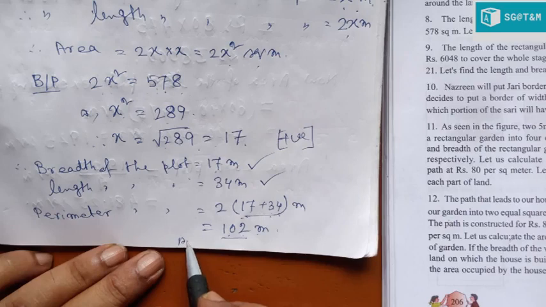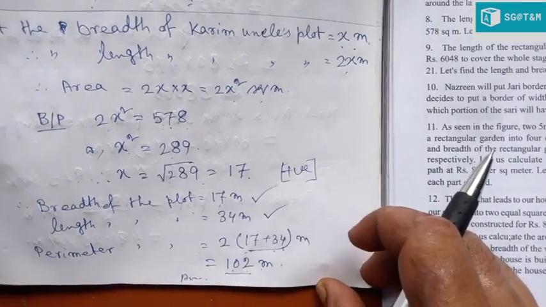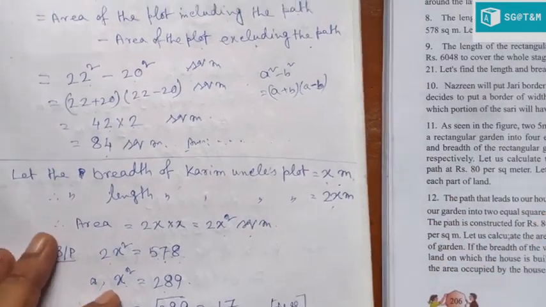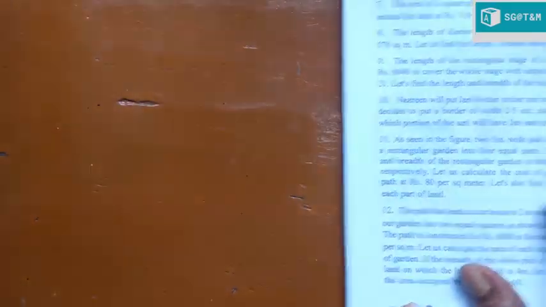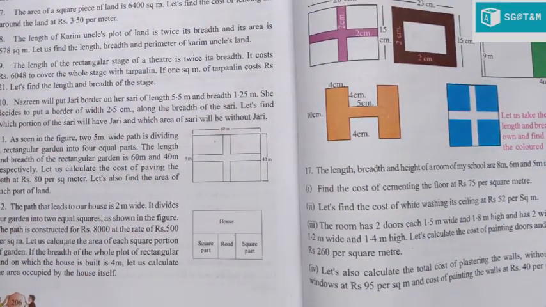Write down the answer at the end. The perimeter of the rectangular land is how much? 102 meter. Now it is clear. Okay. Next we start question number 11.